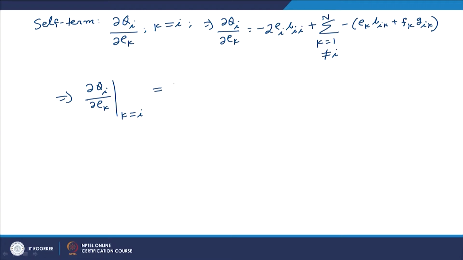So, then therefore, what we have is delta Qi by delta Ei for k is equal to I. So, that would be equal to minus 2 Ei Bii minus the sum over k is equal to 1 to n not equal to I of Ek Bik plus Fk Gik. So, this is the self term.